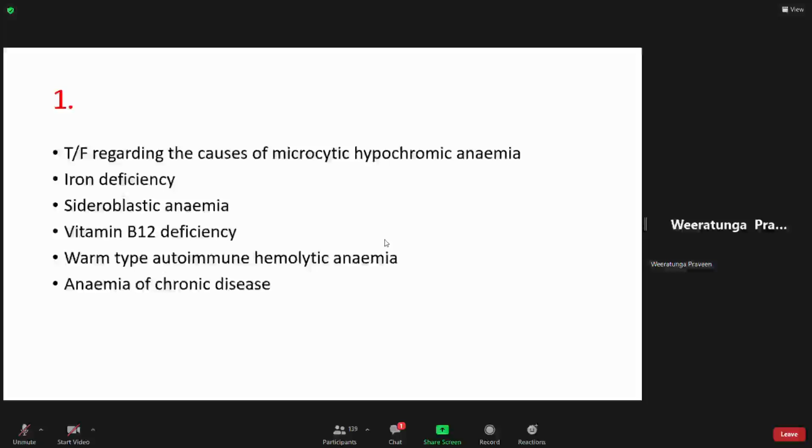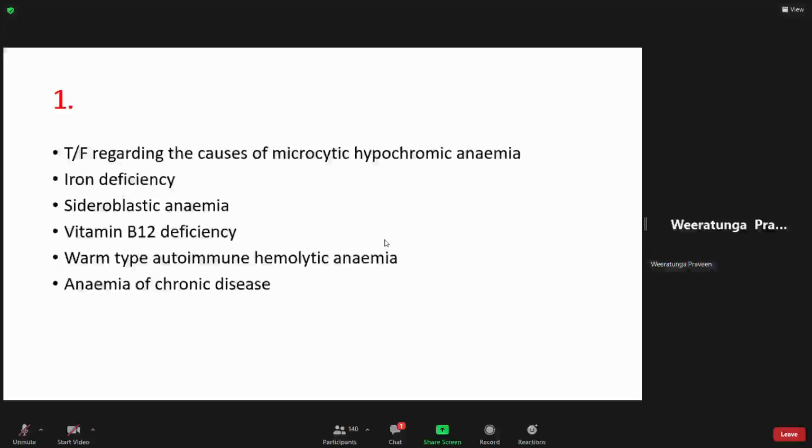Right, so I talked about anemia in the long case and we discussed the morphological classification of anemia. We classified anemia based on red cell indices and also features on the blood film into microcytic hypochromic anemia, macrocytic anemia, and normochromic anemia.